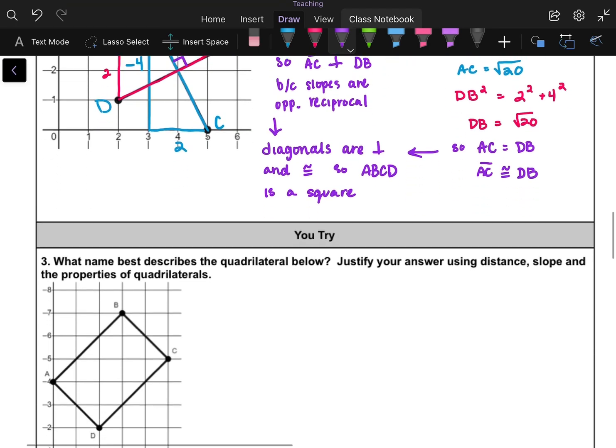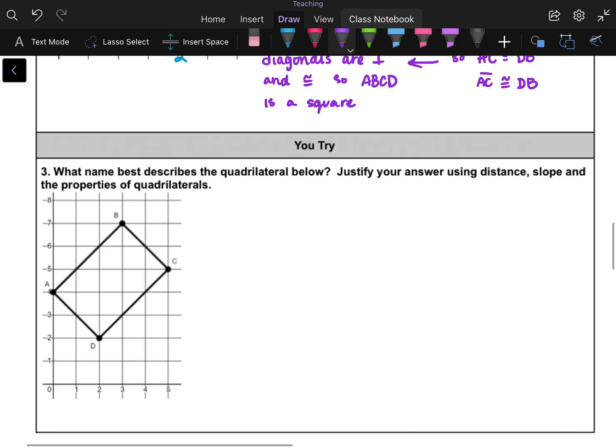Alright, so go ahead and try the next one here. Pause the video, try this on your own, see if you can get what kind of quadrilateral this would be. Again, take a look at the lengths of the sides and the angle that's made between the sides. Alright, so hopefully you got a chance to try that. If you want, you can skip ahead to check your answer, but I'll also walk us through this.